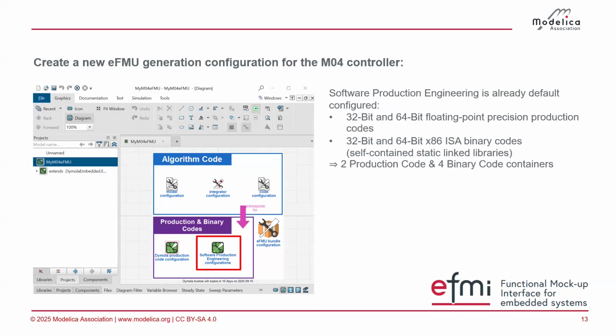And the second thing, for the binary generation, we will generate for the Intel instruction sets, but for 32-bit and 64-bit binaries. So this makes altogether 4 binary codes. So you don't have to do anything here. Don't configure the software production engineering configuration. It's fine. That's the default.